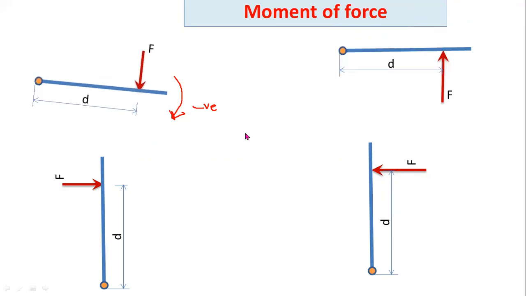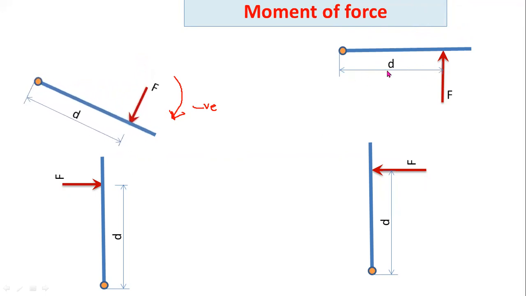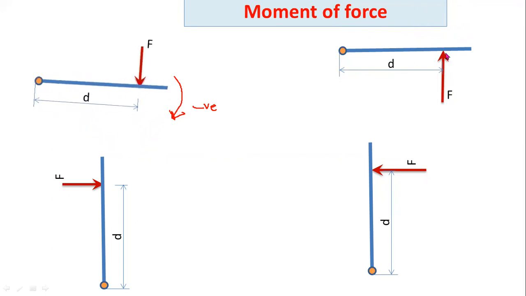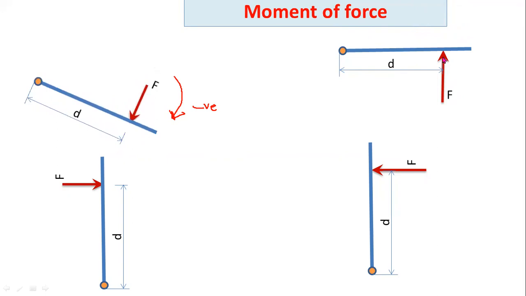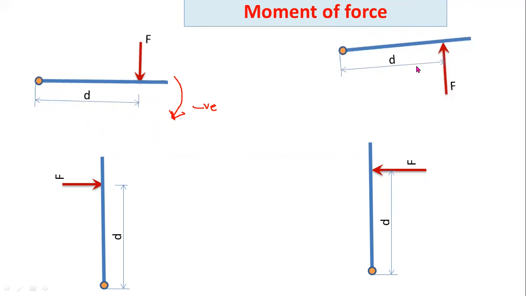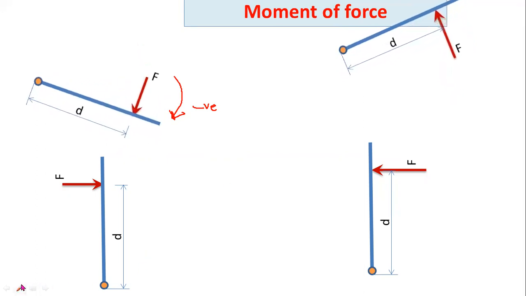In the same way, in this condition you can observe if the load is acting in the upward direction, then the direction of motion of this rod is like this. This is anti-clockwise rotation. It moves in anti-clockwise direction. So for anti-clockwise direction, you have to consider a positive sign.